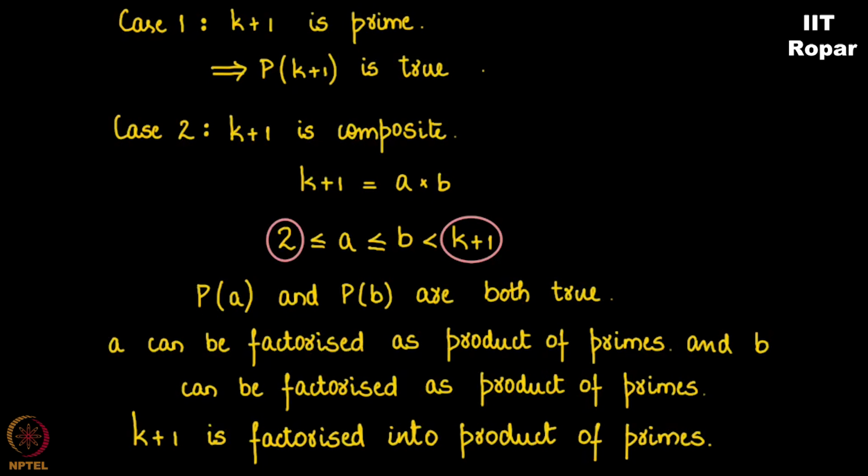We did it in terms of A times B, right? We used the hypothesis that A can be written as a product of primes and B can be written as a product of primes, and hence we ended up having k+1 factored into a product of primes. Take a minute to watch the video here and there again and try to understand the proof.